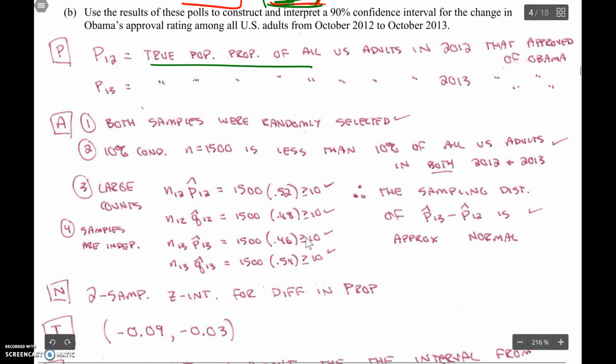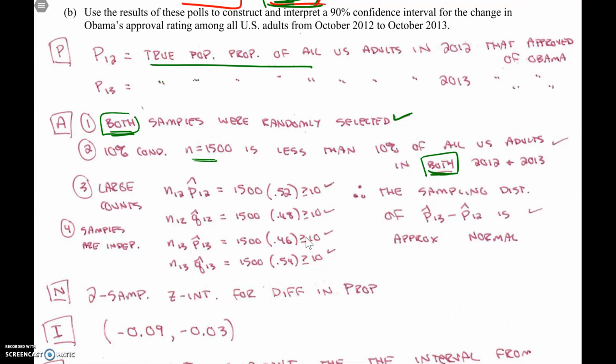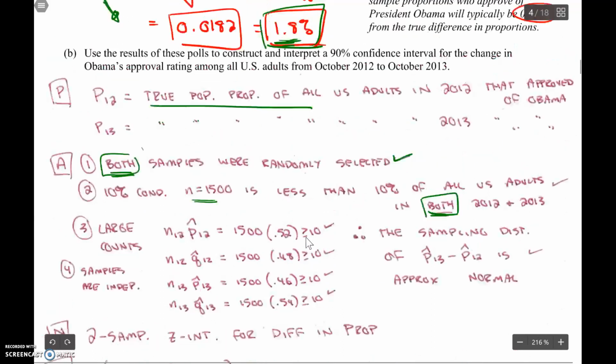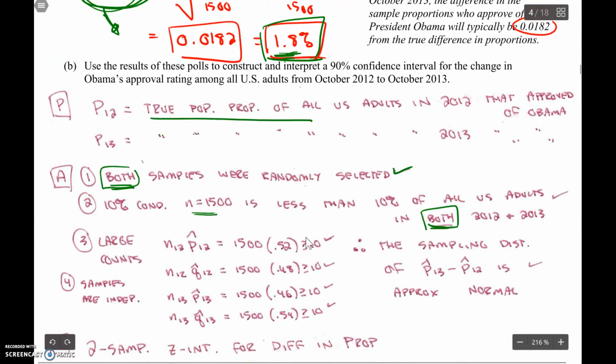Assumptions and conditions. Both samples were randomly selected. Make a little phrase here, making sure you're addressing both samples. 10% condition: n equals 1,500 is less than 10% of all U.S. adults in both 2012 and 2013. We're checking two things here, kind of. Large counts, I have to check 4 combinations: 1,500 times 52%, 1,500 times 48%, 1,500 times 46%, 1,500 times 54%. Those are all bigger than 10.